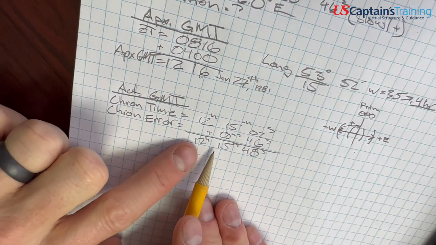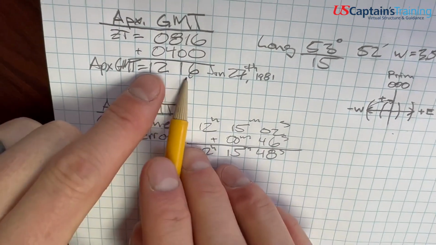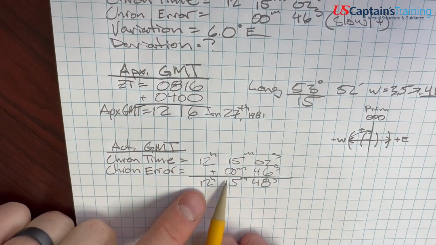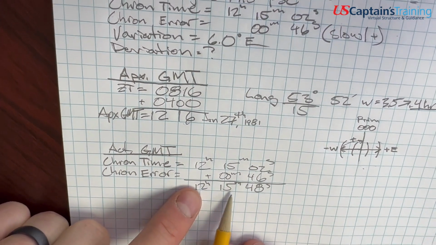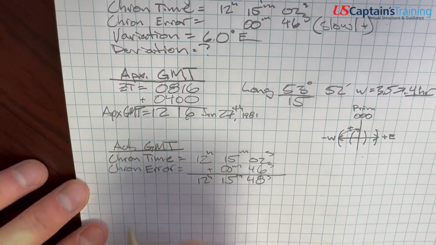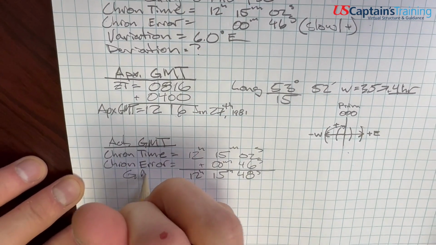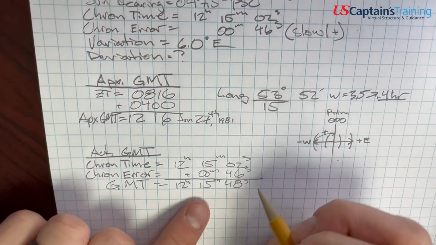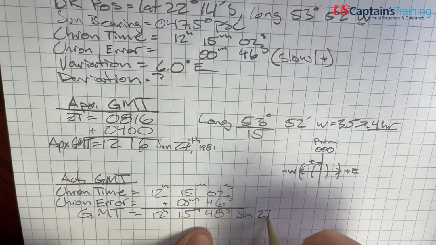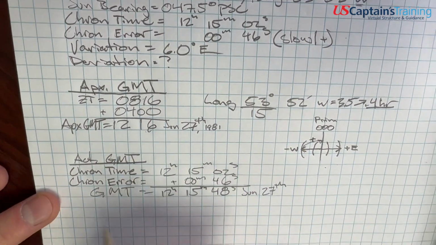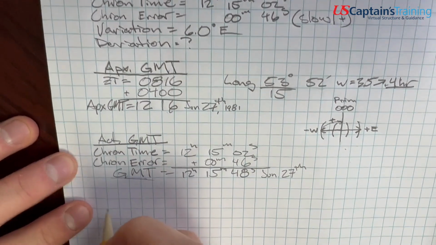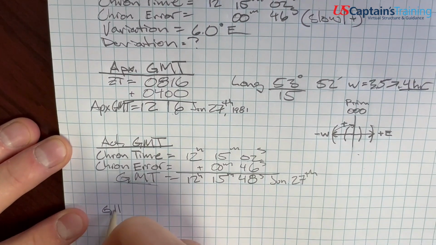Okay, so you can see here, 12:15, 12:16, we're in the right day. A chronometer is based on 12 hours, so you have to figure out if it's day or night. So here's the actual GMT. The GMT is equal to 12 hours, 15 minutes, 48 seconds on June 27th. And with this GMT, we can find the GHA, or the Greenwich hour angle.